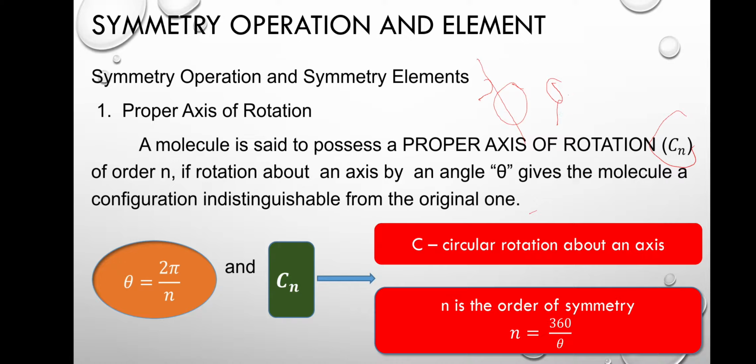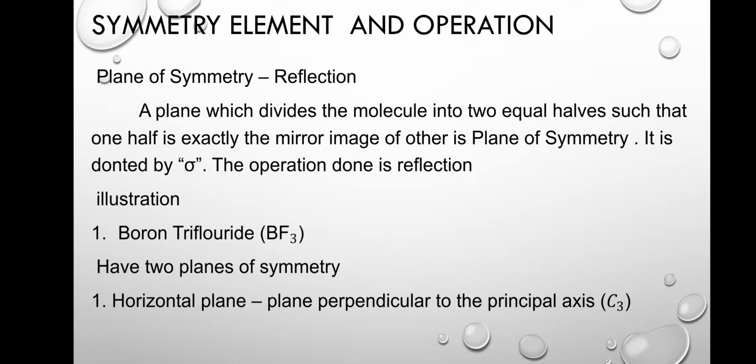For example, take the water molecule. If you draw a line passing through the midpoint of the oxygen atom and rotate it through 180 degrees, we get an indistinguishable structure. Similarly, if you do it once more, we get the identical one. The second one is known as identity, that is, doing nothing. We get the same structure, but by the first rotation we get only an identical structure, not the same one. We denote it by Cn, where C represents circular rotation, n is the order of the symmetry, and theta is equal to 2 pi by n.